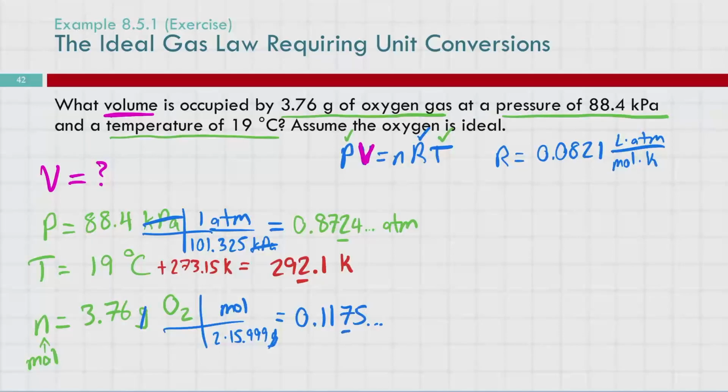0.1175 moles O2. That's the trickiest part of the problem. The rest is the same as the other ideal gas stuff that we've been solving for. So divide both sides by P. V equals nRT over P.